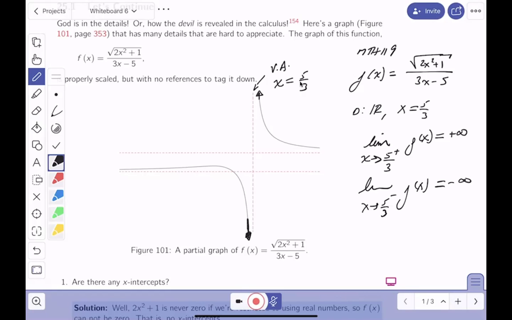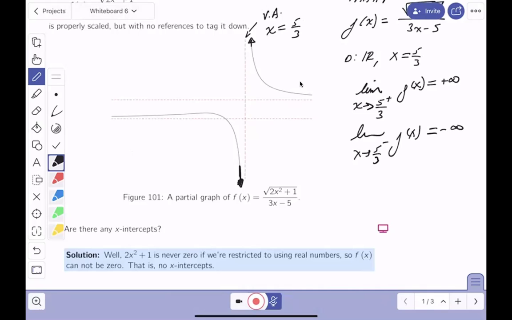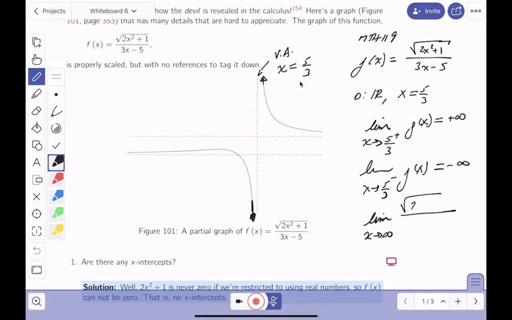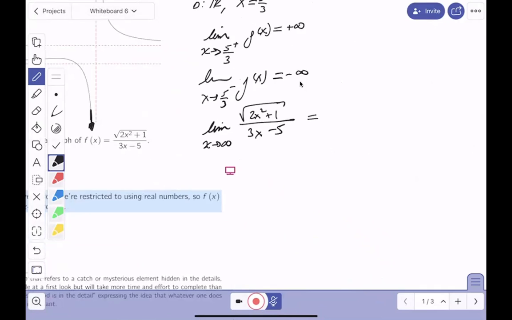All right, got it. All right, what am I going to do now in math 119? I'd probably look for horizontal asymptotes. How do I do that? Limit as x goes to infinity. And we get this, the square root of 2x squared plus 1 over 3x minus 5. Now, I'll be honest with you, in math 119, this might have been a little bit too much to ask a student to do. But since you guys are in math 121, I think it's going to be relatively simple to do.